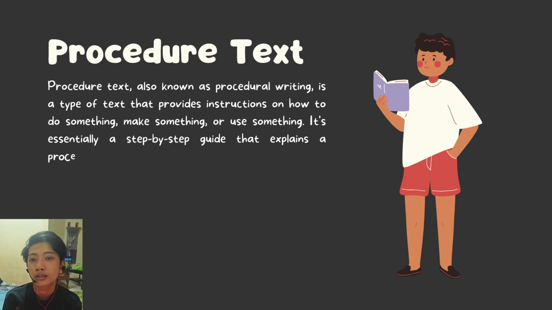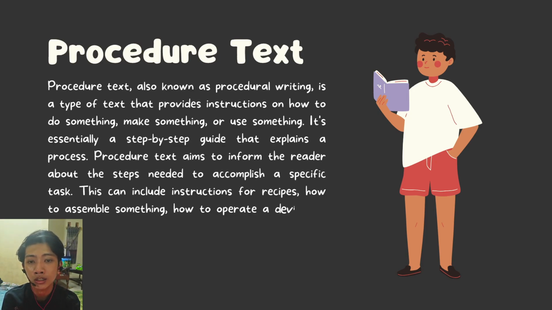So, procedure text, also known as procedural writing, is a type of text that provides instruction on how to do something, make something, or use something. It's essentially a step-by-step guide that explains a process. Procedure text aims to inform the reader about the steps needed to accomplish a specific task. This can include instructions for the steps, how to assemble something, how to operate a device, or even directions to a place.